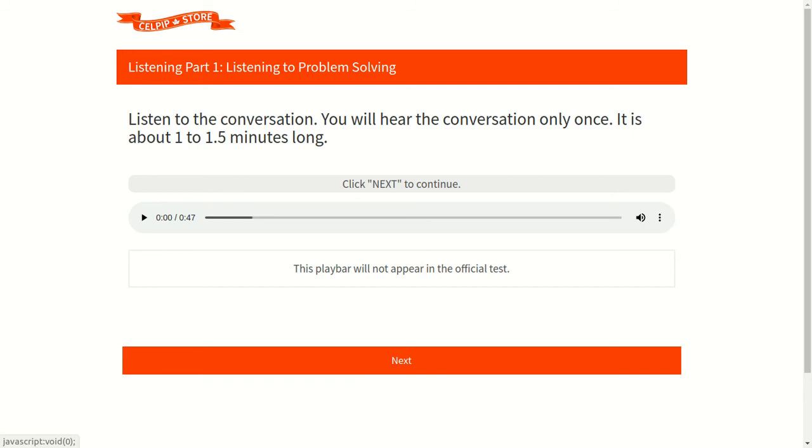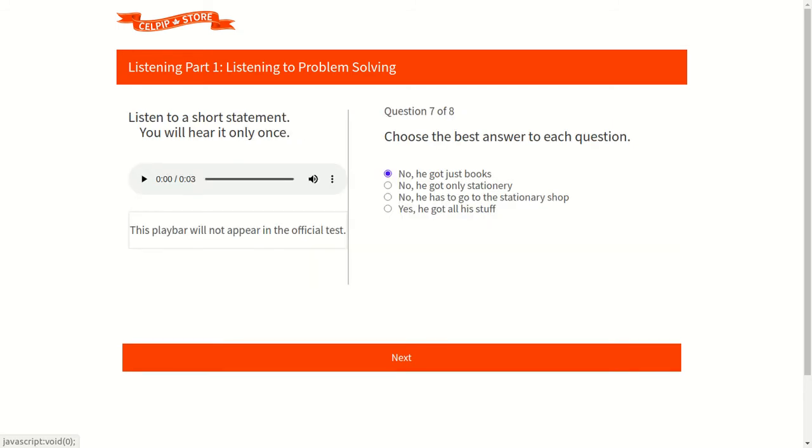Now, let's go to the next question. Our 7th question is, Question 7. Did the man get what he wants? Here are our 4 options. Option 1, no, he got just books. Option 2, no, he got only stationery. Option 3 is, no, he has to go to the stationery shop. And option 4 is, yes, he got all his stuff.